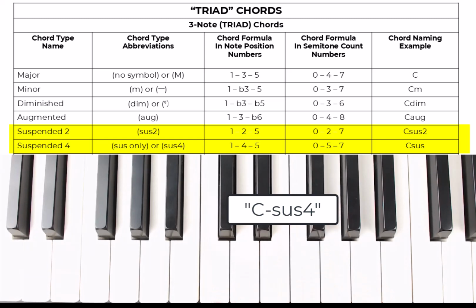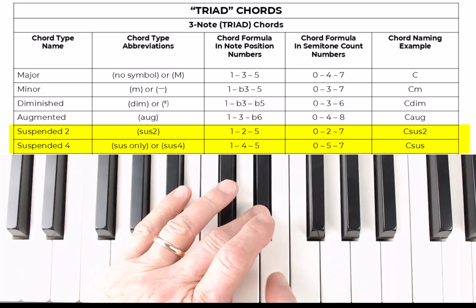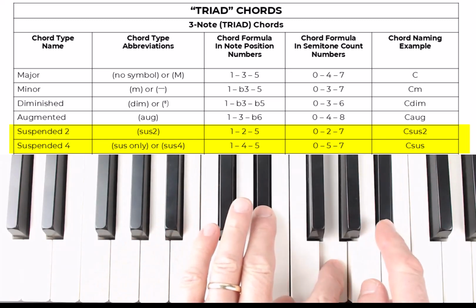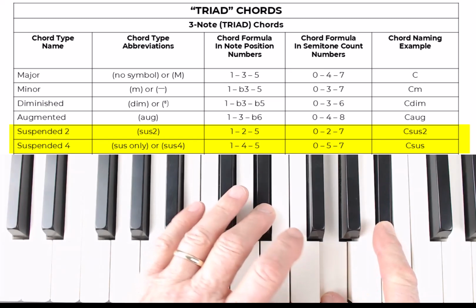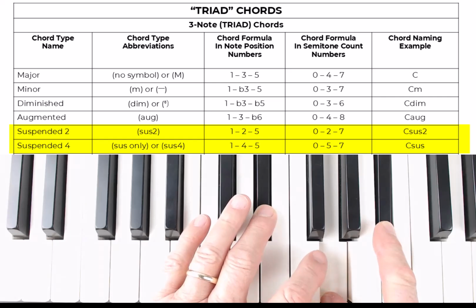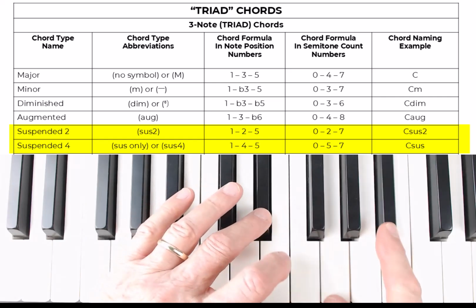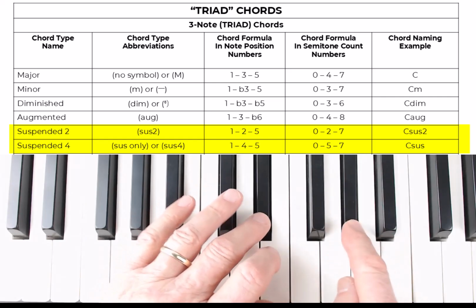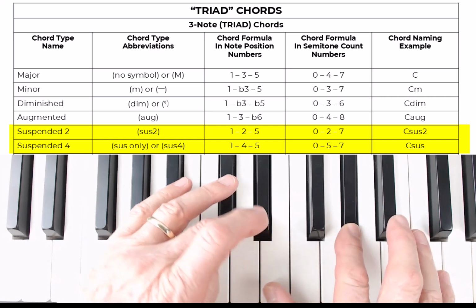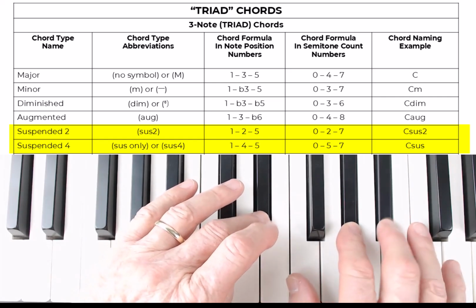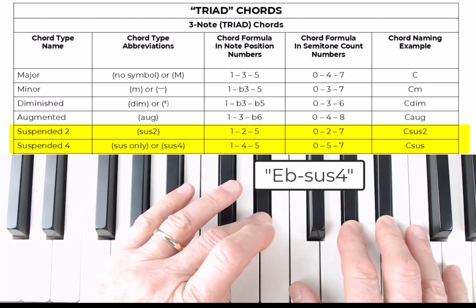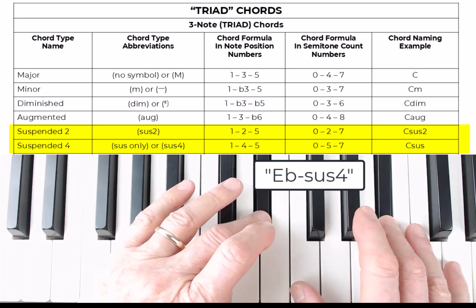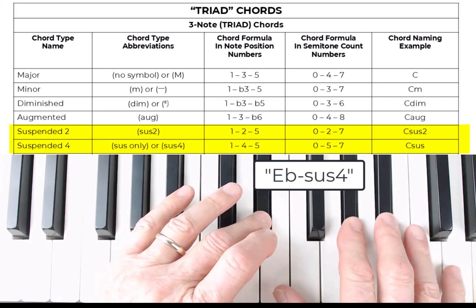If we took an E flat, here's an E flat, 1, 2, 3, 4, 5, 6, 7, and then we wanted to make a sus4 chord, then we're going to go 0, 5, 7. So here's 0, 1, 2, 3, 4, 5, and then the 7th is here. So that's an E flat sus4 chord. E flat, A flat, and B flat.